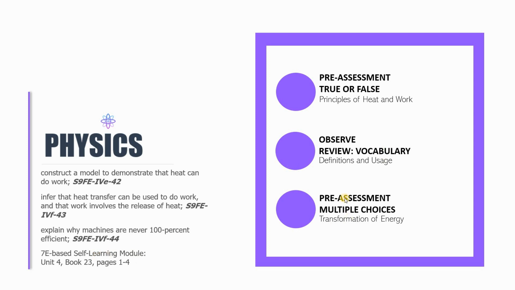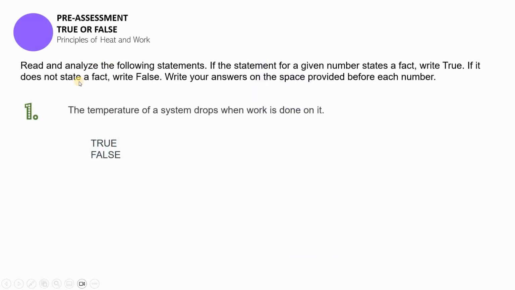You will see these parts of this session number 39, on Unit 4, Book number 23, particularly in pages number 1 to 4. Okay, so I hope that you are ready with your first sheet of paper, preferably a 1/4 sheet of paper, and your pen. Let's answer the first couple of items for the pre-assessment, true or false, principles of heat and work. Read and analyze the following statements, and if the statement for a given number states a fact, you have to write true. If it does not state a fact, write false. Write your answer on that answer sheet that you are holding right now. Preferably, it is a 1/4 sheet of paper.